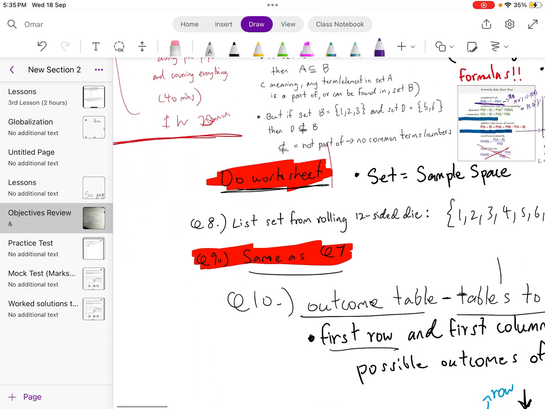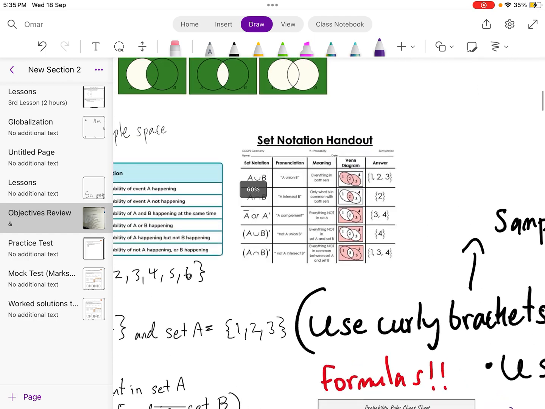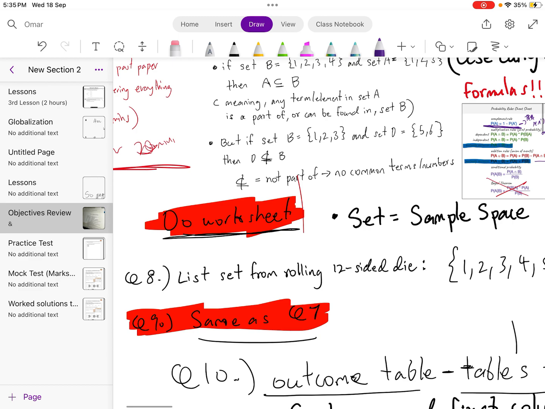For question 7 and question 9, just look at this. I have everything here, and yeah, copy that down. Just copy it from there.